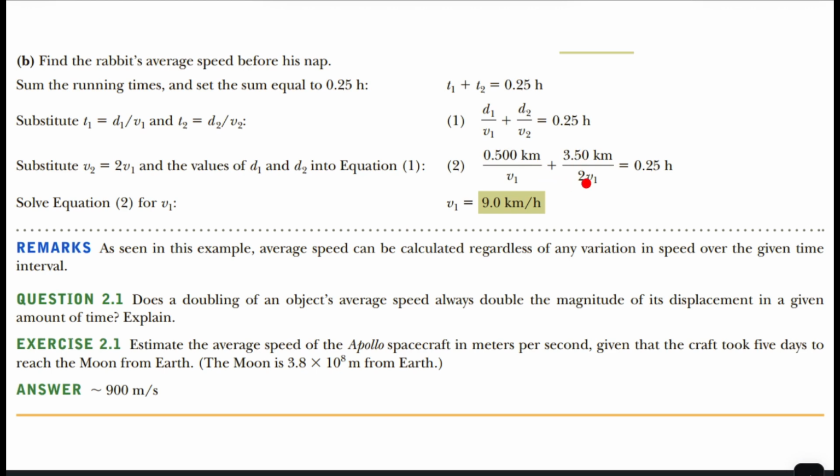Okay, so simplify this equation and solve for V1. We will see the answer is 9 km per hour. So this is how we know the V for the rabbit before it takes the nap. If, let's say, the question asks for the speed of the rabbit after it takes a nap, you just double this one.